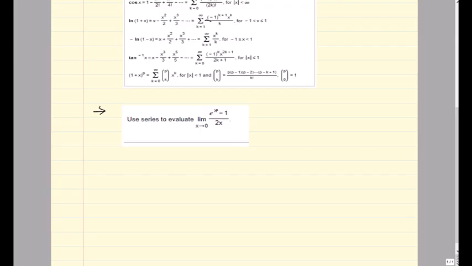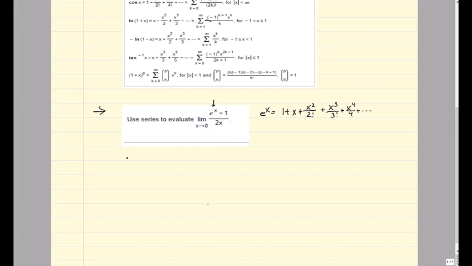So first of all, what I want to do is substitute in for this e to the x. So if you look on your sheet up above, we know that e to the x is equal to the series 1 plus x plus x squared over 2 factorial plus, and then it has dot dot dot, but we can extend this out: x cubed over 3 factorial, x to the 4th over 4 factorial, etc.